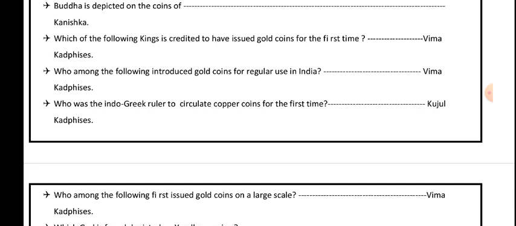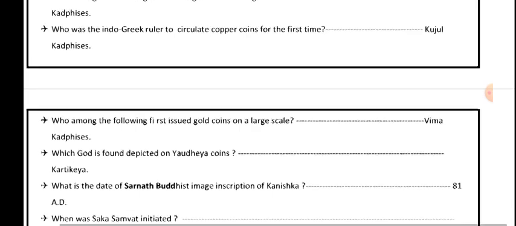Which of the following kings is credited to have issued gold coins for the first time in India? Bhima Kadphises. Who among the following introduced gold coins for regular use in India? Bhima Kadphises.